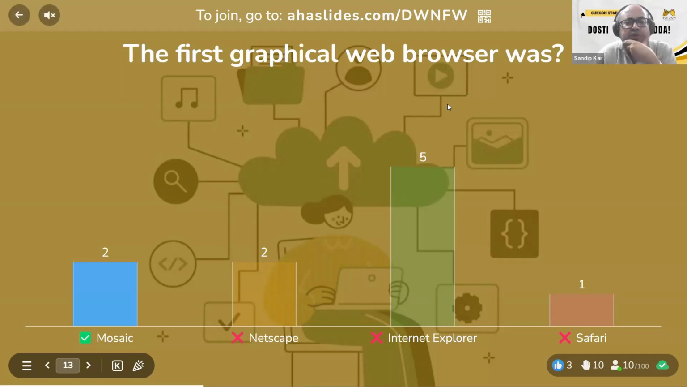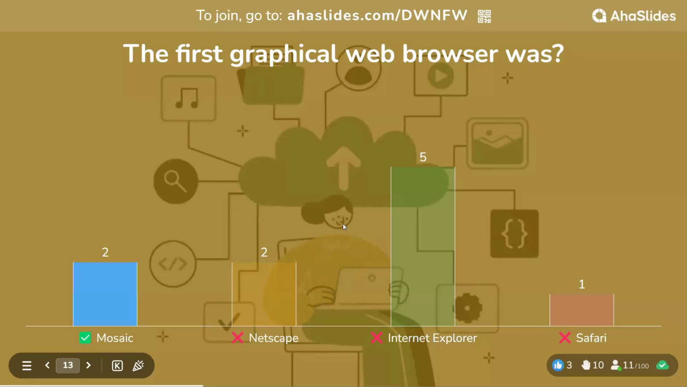So the first one was called Mosaic, and it led to the creation of Netscape Navigator. Some of us who had been early starters used to have Netscape Navigator before Internet Explorer took over. I thought Netscape was the first one. If you answered Netscape, you will get full points because it came from Mosaic only.